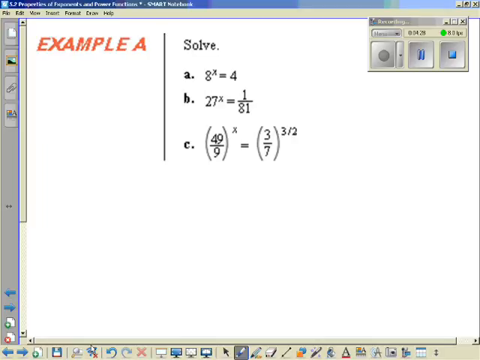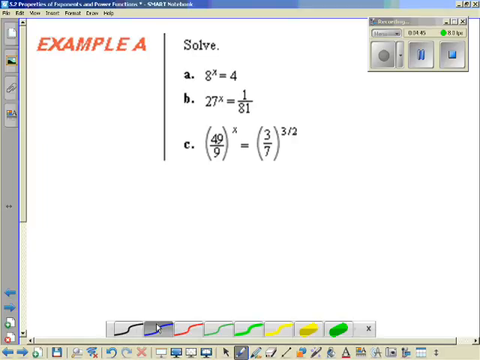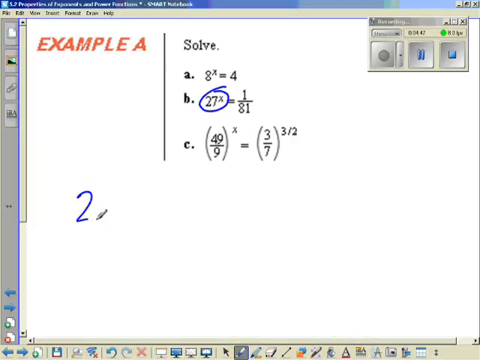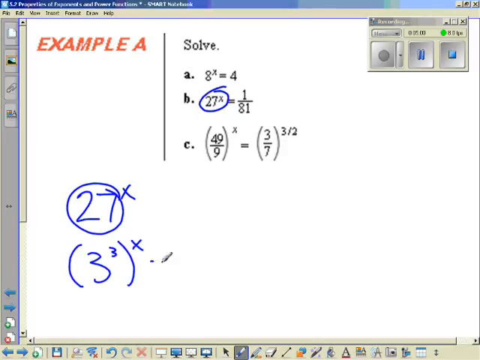27 to the x. Rewrite that as a power of 3. 3 to the what? 3 to the third is 27. Still got that x up there. That's supposed to equal 1 over 81. Can somebody write 81 as a power of 3? 3 to the power of 4.